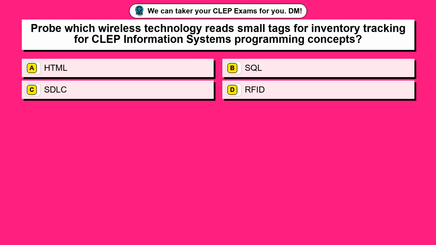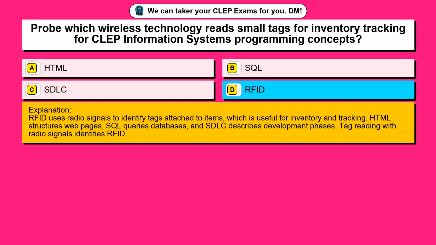Question 60. Probe which wireless technology reads small tags for inventory tracking for CLEP Information Systems programming concepts. Option A, HTML. Option B, SQL. Option C, SDLC. Option D, RFID. The correct answer is option D, RFID.